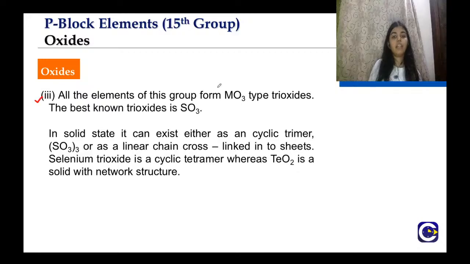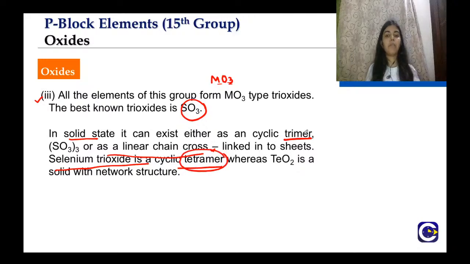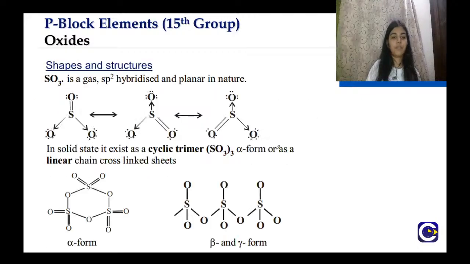Now considering the trioxides, MO3, the best known is SO3. In solid state it exists as a cyclic trimer, or as a linear chain. And selenium trioxide is a cyclic tetramer. Dimer means 2 units joined, trimer means 3 units joined, and tetramer means 4 units joined. So we will see these structures.